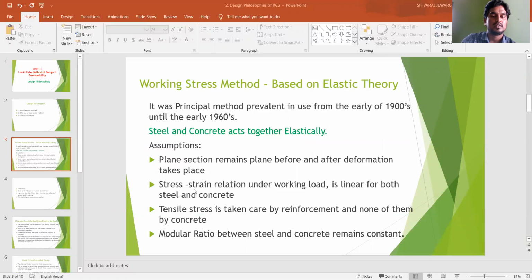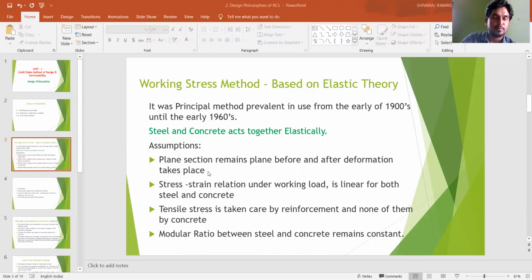Also, the stress-strain relation under working load is considered linear for both steel and concrete. This is one more assumption. Next, the tensile stresses are taken care of by reinforcement and none by concrete. And finally, the last assumption is that the modular ratio between steel and concrete remains constant. Having all these assumptions, this method was developed and accordingly it is followed.